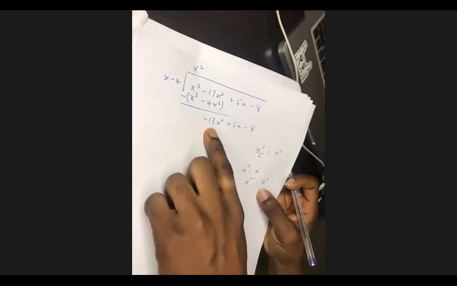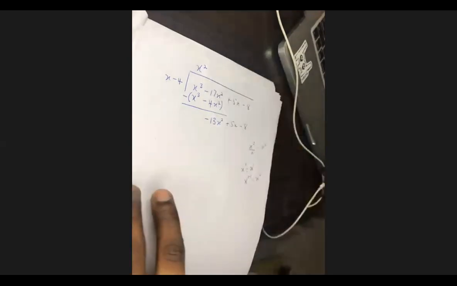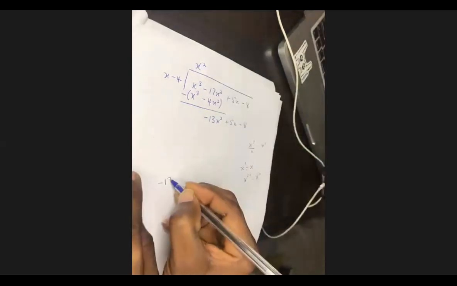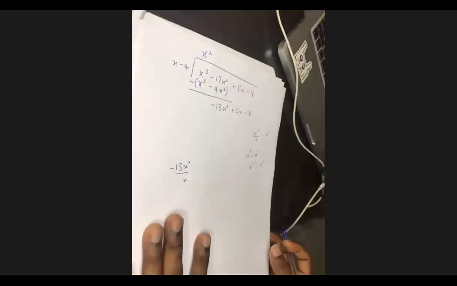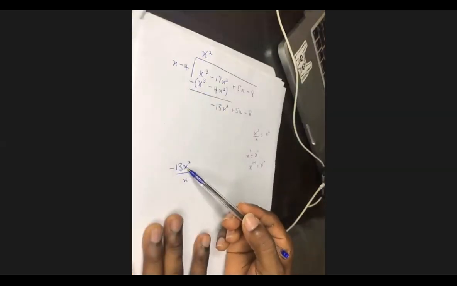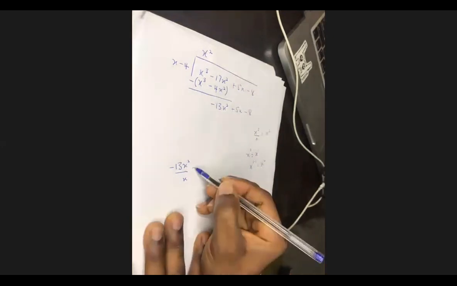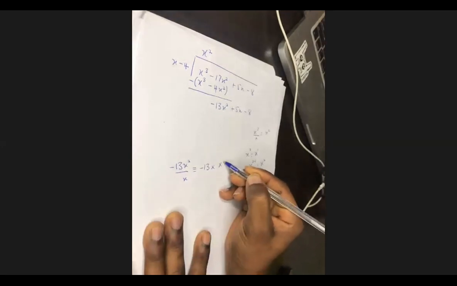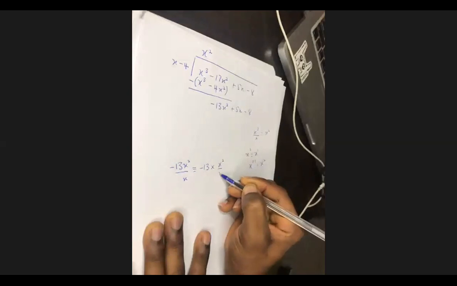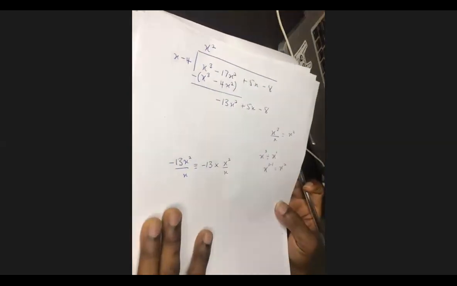Negative 30. So let's see. Negative 13x squared divided by x. Now, as I explained earlier, don't let this confuse you. Very, very easy. This is the same as negative 13 times x squared over x. Do you see that? Yes.